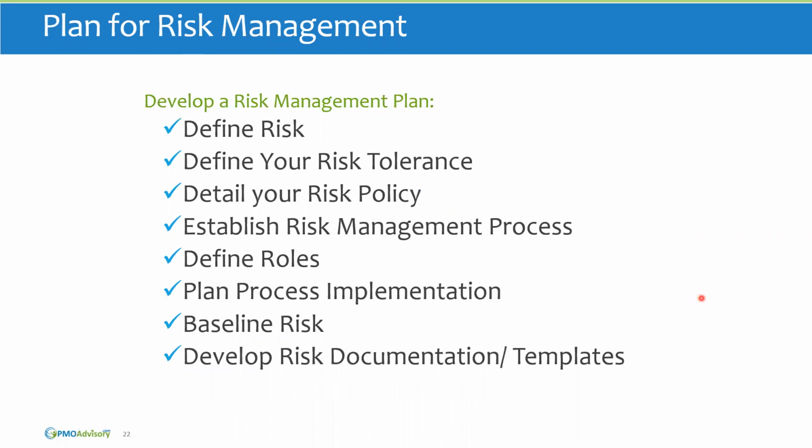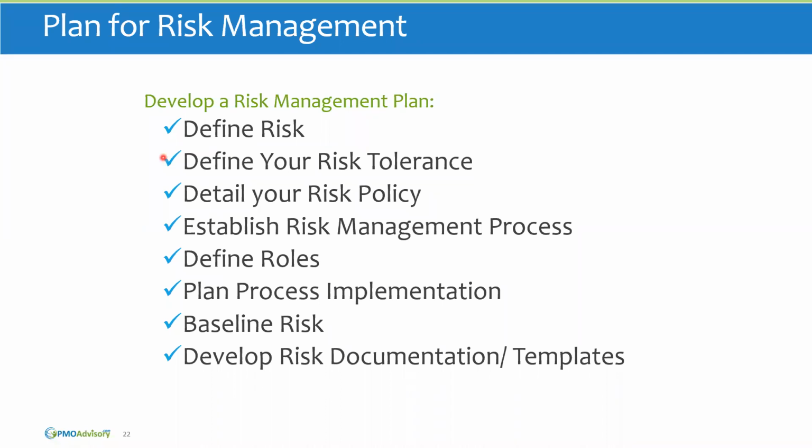So plan for risk management. Well, we want to develop a risk management plan. This is a critical piece. When we develop our risk management plan, it details each of the processes of risk management in that plan. It basically says how we're going to do risk management for the project and what tools and techniques of each of these processes we're going to use. Our risk management plan should define risk, just like I did at the start of this presentation. It should also define your risk tolerance. And when I say yours, I mean the project's risk tolerance.